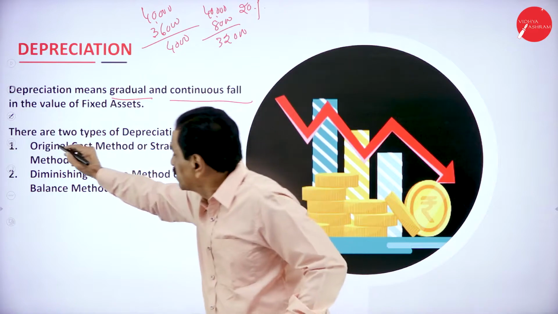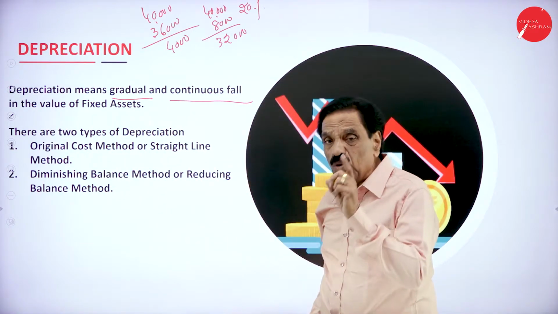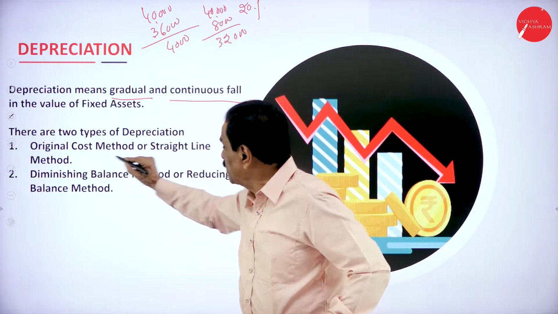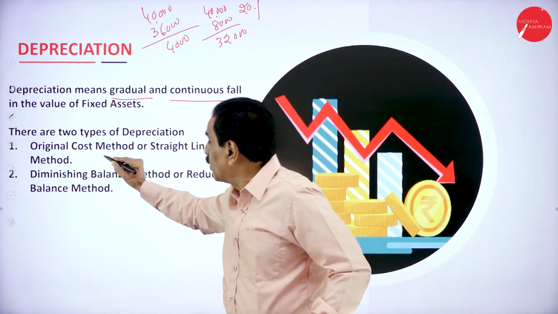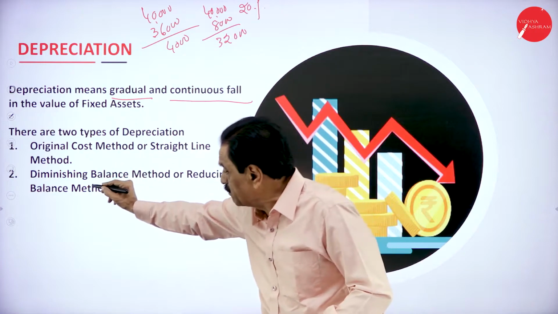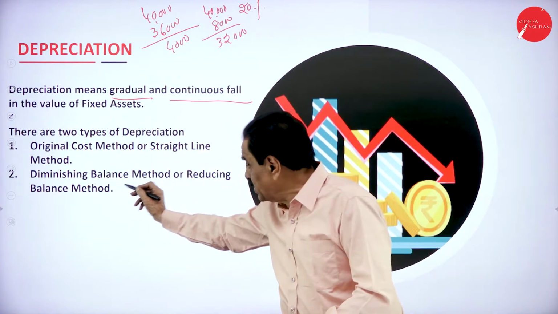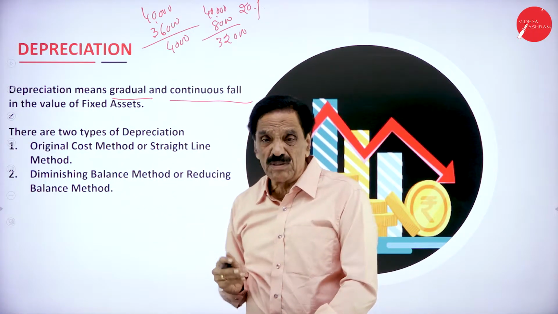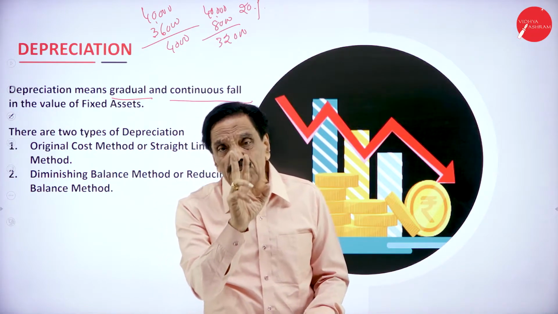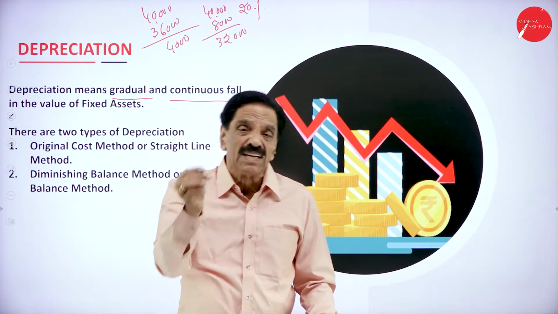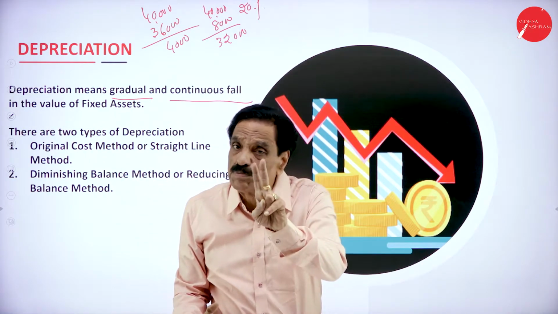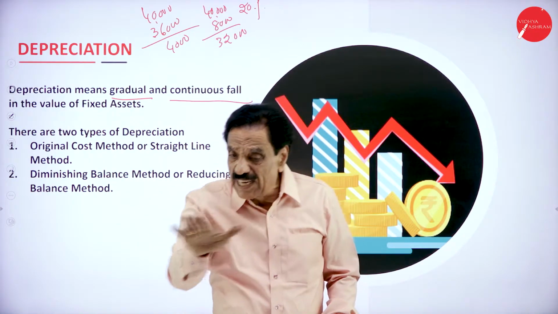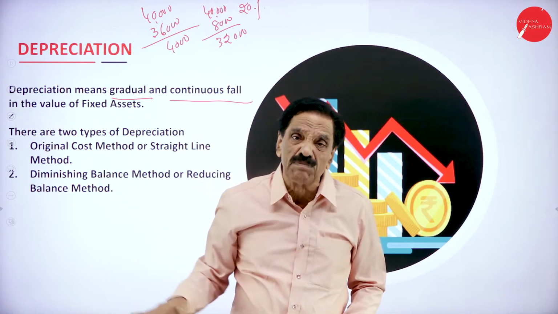Now, there are two types of depreciation. One is original cost method or straight line method. Number 2, diminishing balance method or reducing balance method. Depreciation is the continuous, gradual fall in the value of the fixed asset, and there are two types: one is the straight line method, another is the reducing balance method.